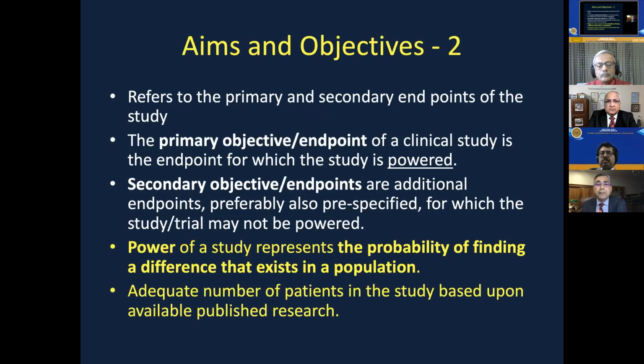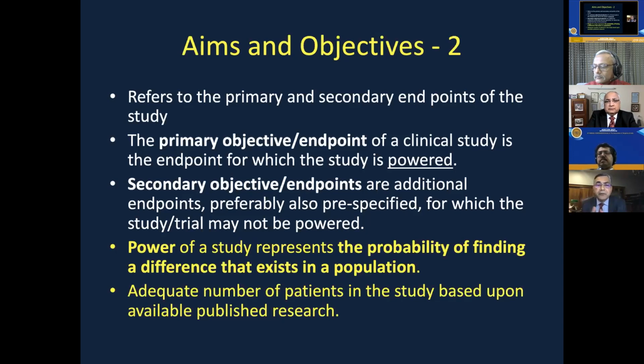The primary objective or endpoint of a clinical study is the endpoint for which the study is powered. That means the number of cases that you took for your study will be able to reach the primary objective or endpoint. Whereas the secondary objectives or endpoints are the additional, extra points, which may or may not be pre-specified, but it is not necessary that your study or trial should be able to address them with statistical relevance. So whereas the primary endpoint should be statistically achievable by the number of patients that you choose in your study, the secondary endpoints are extra points that you gain.